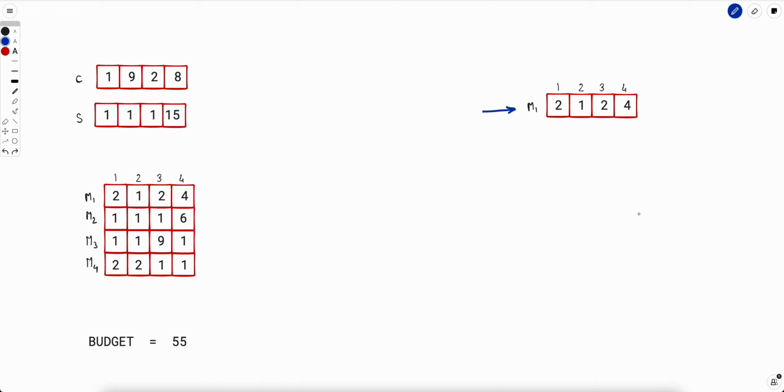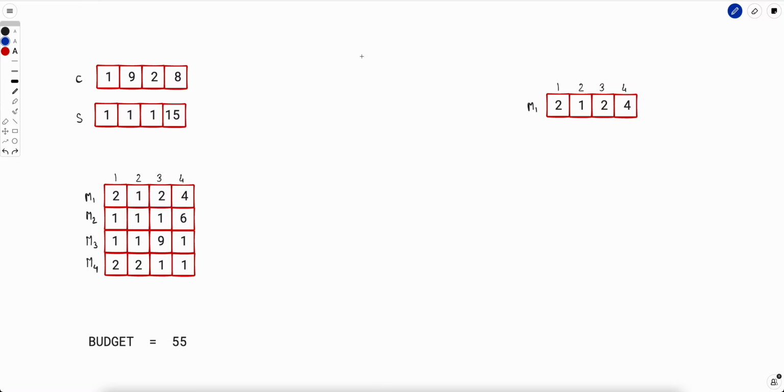So what we are doing is we are trying to find out what is the maximum number of alloys that I can make using a single machine, and I will do it for all the machines and take the maximum. So how to find out the maximum number of alloys that you can make using M1?